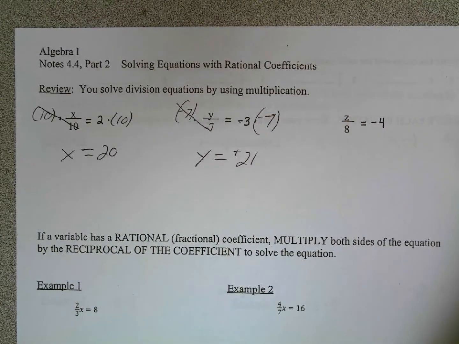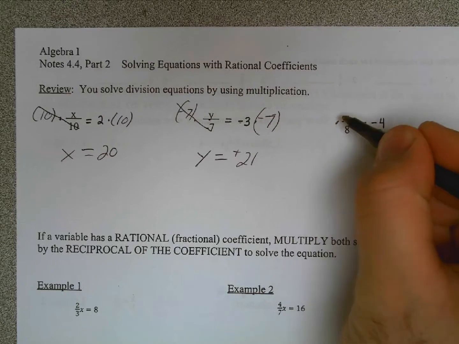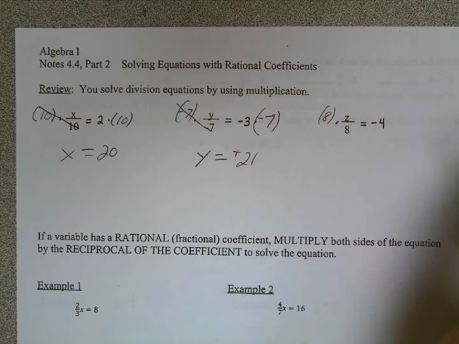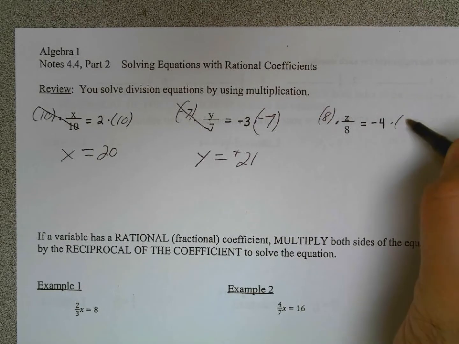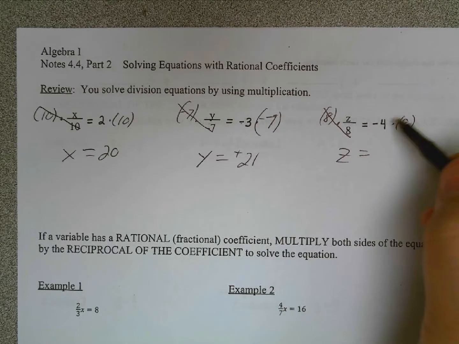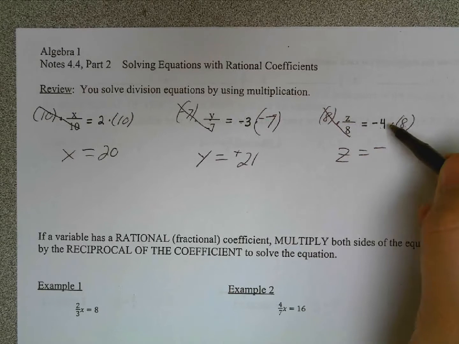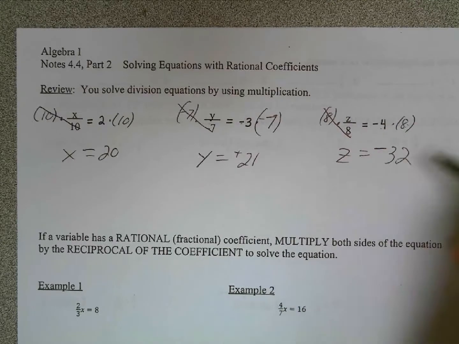All right, z is leave me alone divided by 8. The opposite of divide by 8 is multiply. Whatever you do to one side, got to do to the other. The 8s cancel out, left with z equals negative times the positive, and the signs are different. It's negative. 4 times 8, 32.